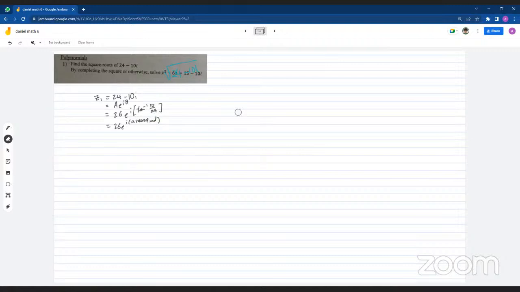Now, if the question asks you for an exact answer, we might have to do something else. But the question doesn't specify. So I'm correcting you based on drawing. Here's my 24, and here is my minus 10, right? That will be my Z, or Z1 if you want. Now, this angle is definitely not 0.7 something. What is this angle instead?